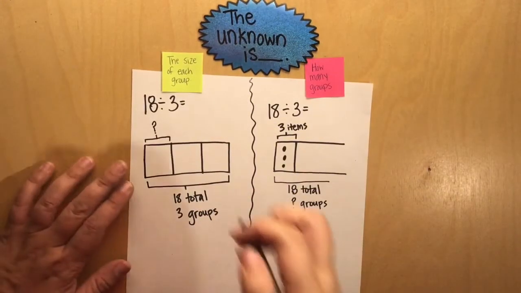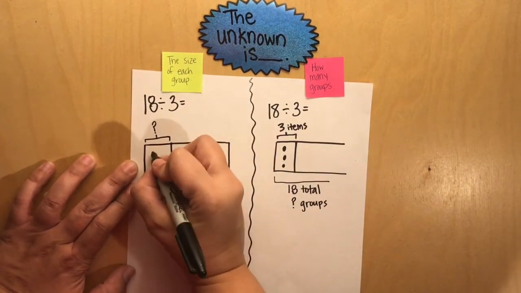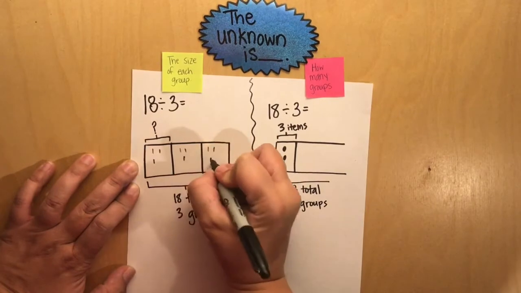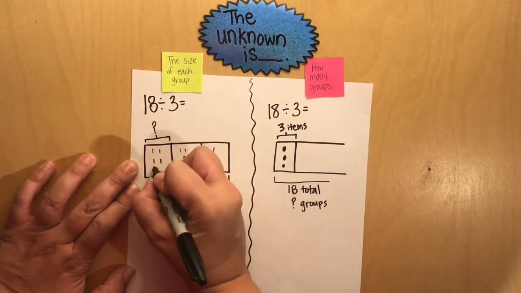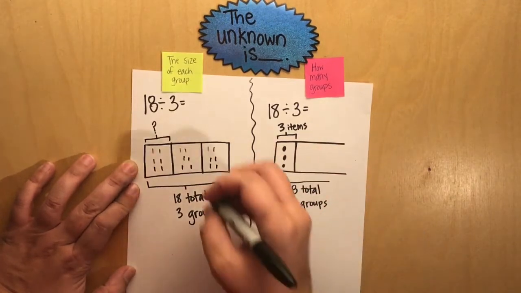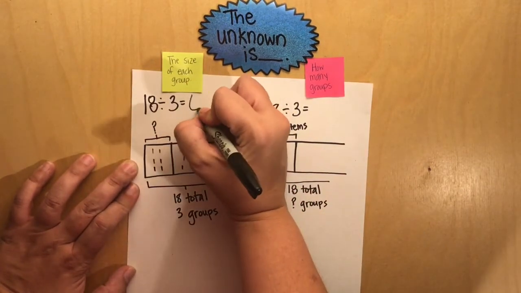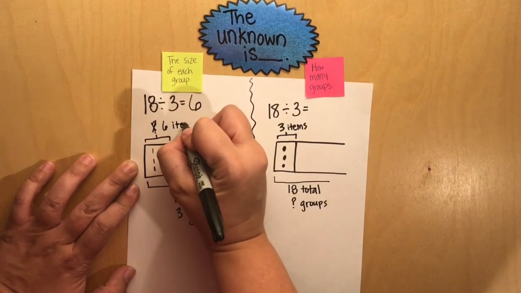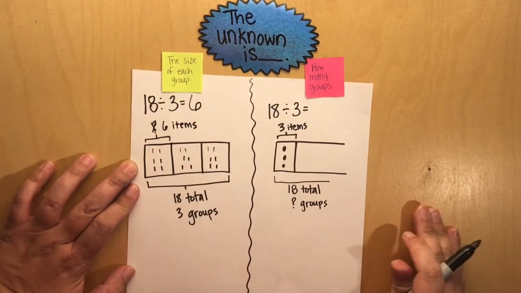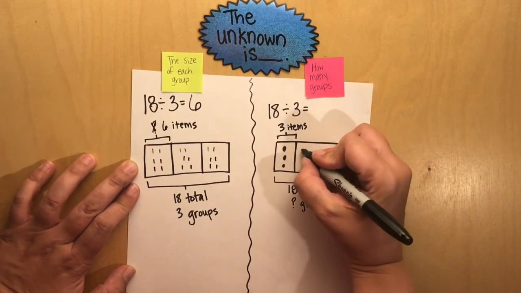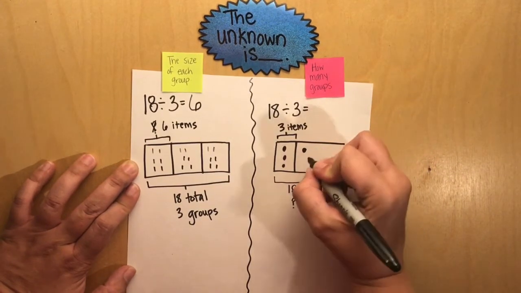What you should have figured out is 18 divided by 3. 1, 2, 3, 4, 5, 6, 7, 8, 9, 10, 11, 12, 13, 14, 15, 16, 17, 18. I notice that 18 divided by 3 is 6. I have 6 items in each group. That's no longer unknown. On this side, I have 3 items in each group, so I'm going to keep making groups of 3 until I get to 18.